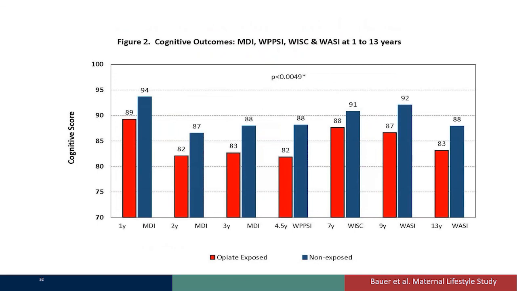If these children are followed to 13 years of age, this slide basically shows that the cognitive outcomes of these children are actually not as good compared to children without opiate exposure. Notice that these kids, even at 13 years of age, have a score of 83 compared to their controls of 88 with no opioid exposure.